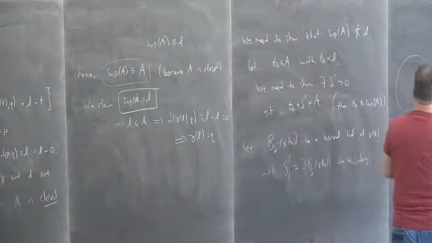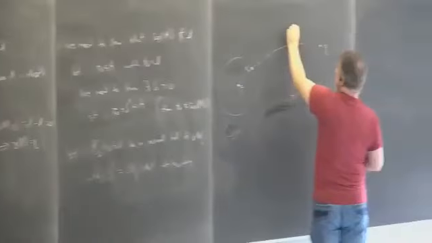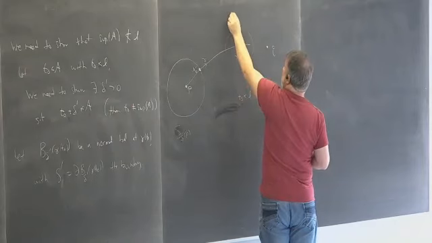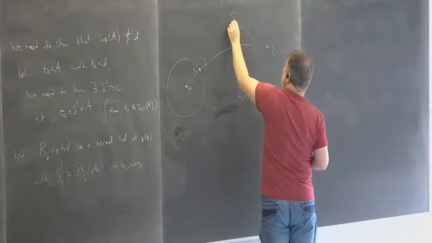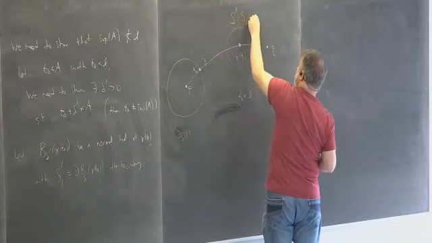So luckily I still have my picture here. I'm following this curve gamma, I have some point gamma of T naught, where T naught is strictly less than L. And I'm looking at the ball S prime, which is S delta prime of gamma of T naught.